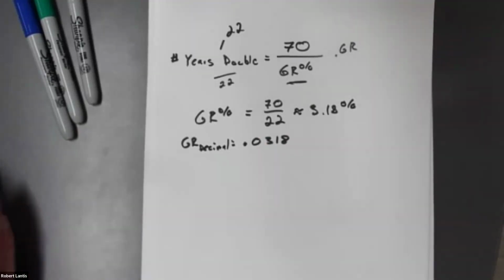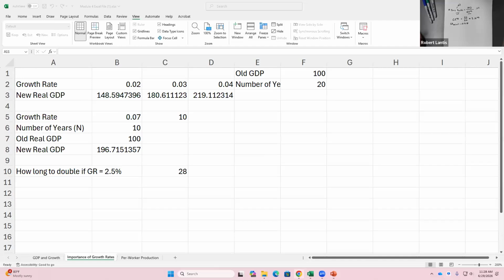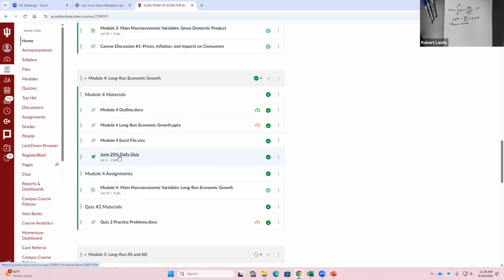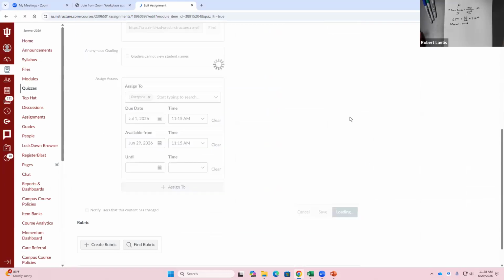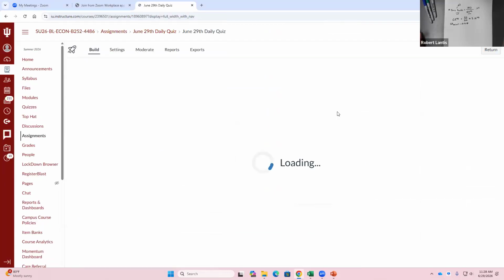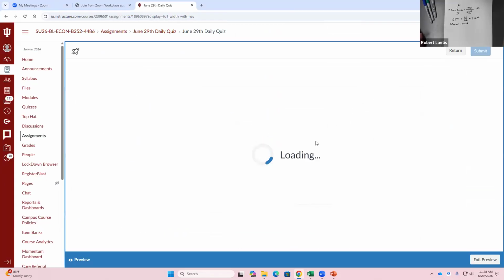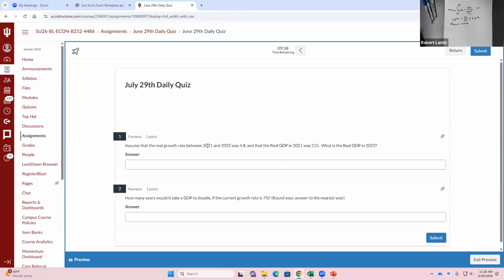Any questions on that before we switch gears to a different topic? Okay. So before we switch gears to another topic, we will take a look at this daily quiz for today. It should be relatively easy based off of what we just talked about. So if I have a real growth rate of 4.8%, what would my real GDP be in 2022 if my old GDP was 215?